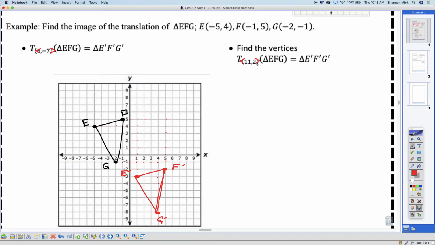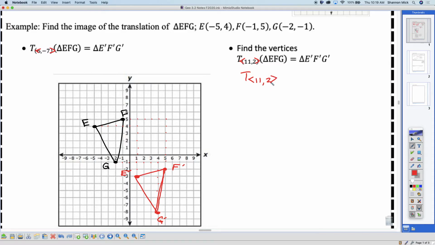Fix your 11, 2 sign. Hold on. If it's positive 11, all I'm going to do is add 11 to every x, correct? What about the 2 then? It's the same thing. Okay, I'm going to show you something here.